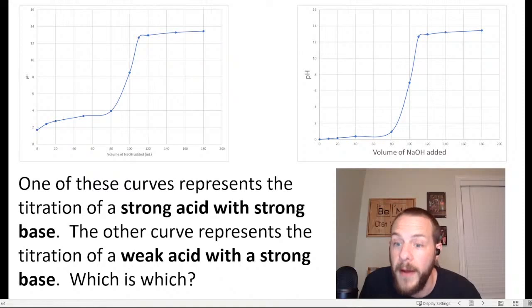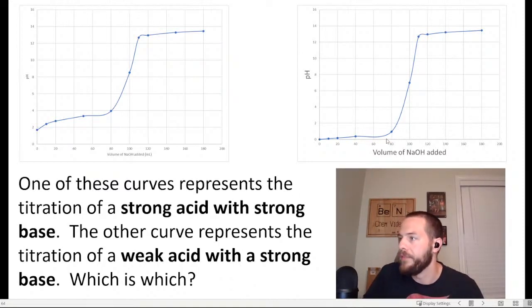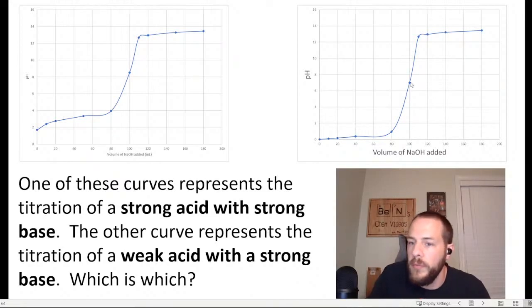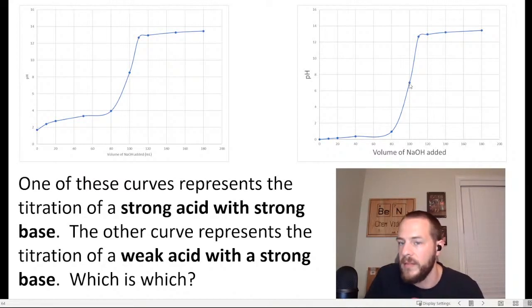Demeen, you are correct. Yeah, the one on the right is the strong acid, strong base titration curve. The one on the left is the weak acid, strong base titration curve. And there's a couple of things that can help you draw that conclusion. Number one, the pH at the equivalence point of this one is 7, which is always true for a strong acid, strong base titration. So that's a dead giveaway right there.